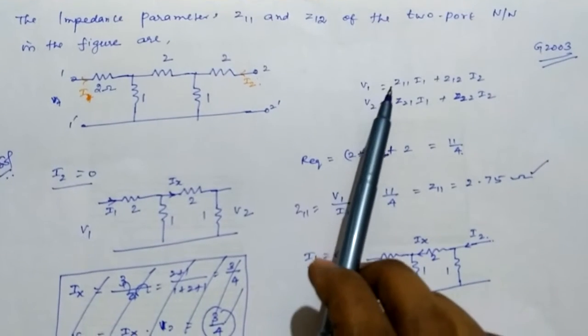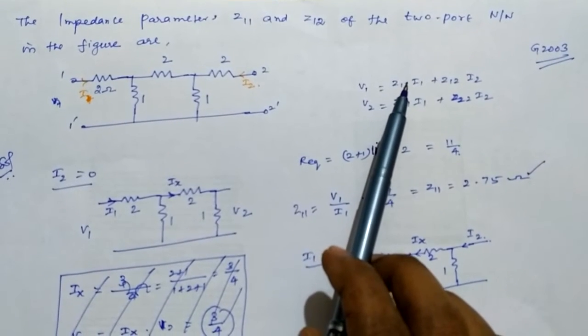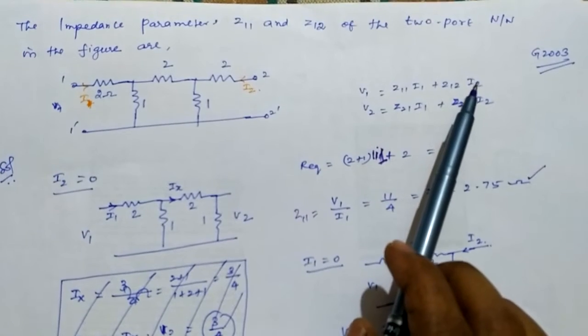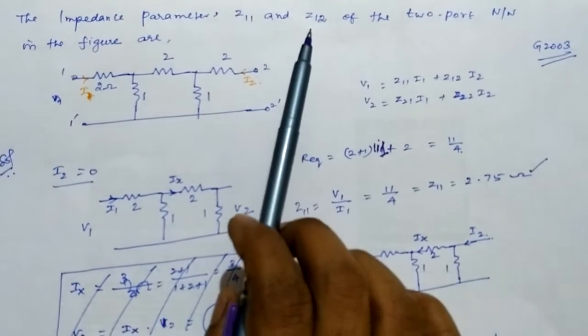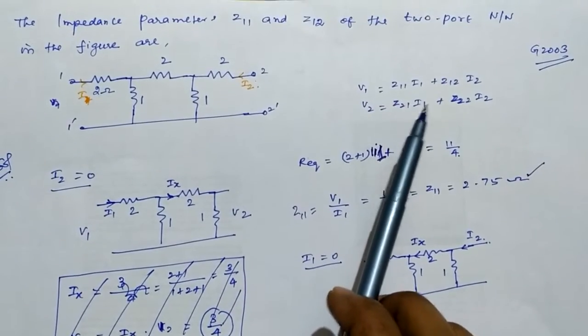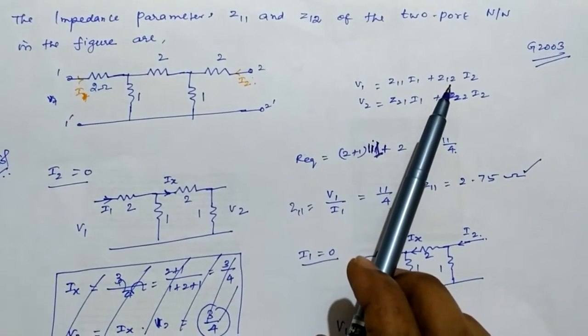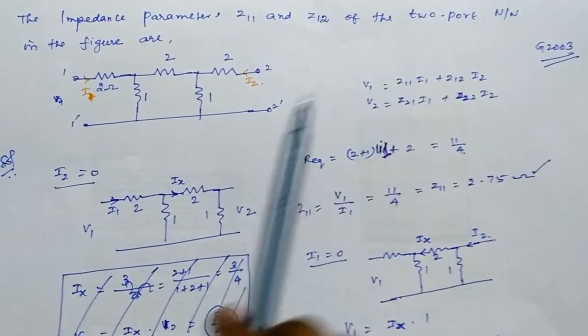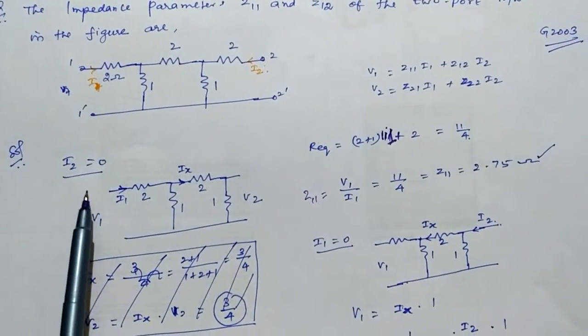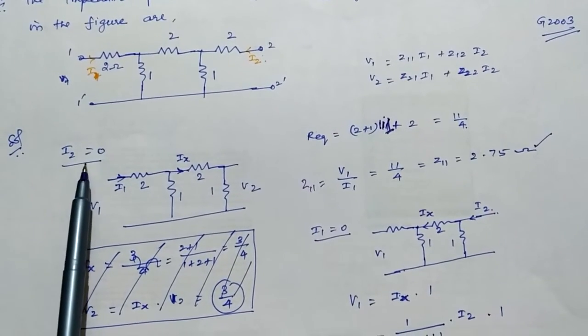Z11 can be calculated by making the output current I2 equal to 0. Again, Z12 can be calculated by making the input current I1 equal to 0. So first we will calculate Z11 by making I2 equal to 0.